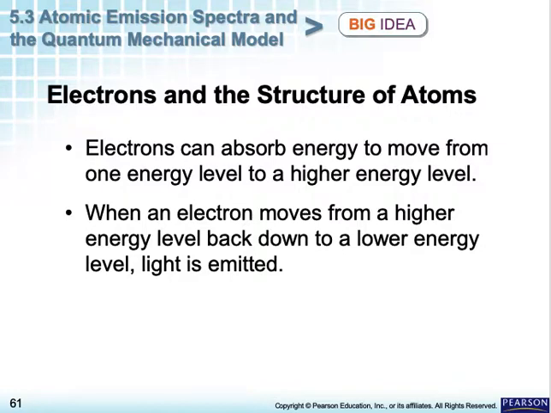The big idea of section 3 is atoms, the structure of atoms and their electrons, and that electrons can absorb energy to move from one energy level to a higher energy level, and when that electron moves back down to a lower energy level, it will emit that energy as light.